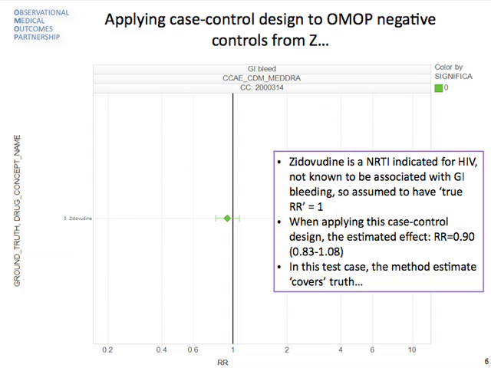which is a negative control. It's an HIV product, not known to be associated with GI bleed. And what you can see is actually kind of good news. So when we applied this case control design, we got an effect estimate of a relative risk of 0.9, and you can notice that confidence interval, it straddles 1, right? So the nominal value is in there. So that's good. We'll give the method credit for nailing that particular estimate.